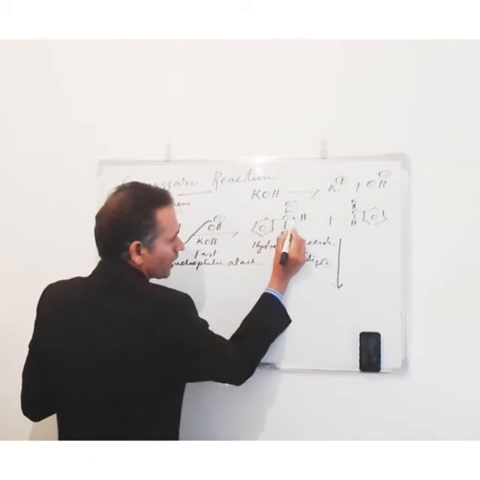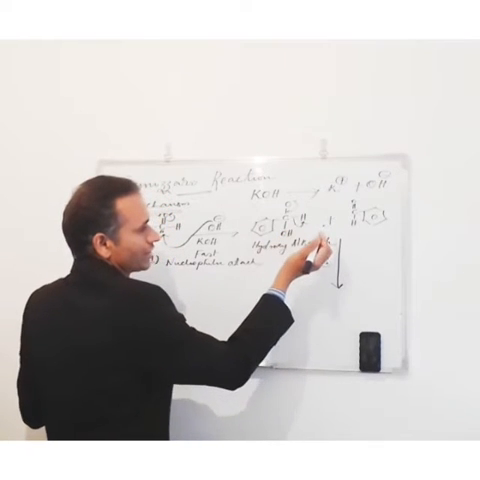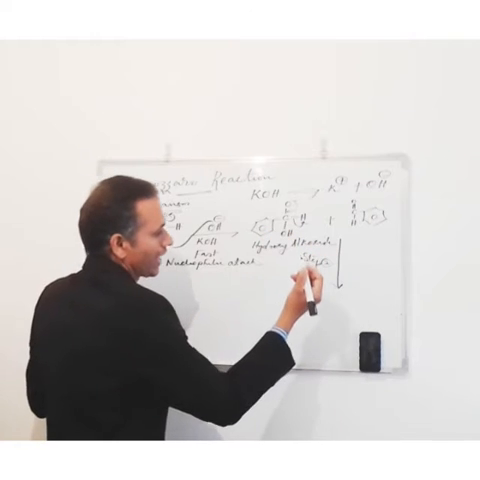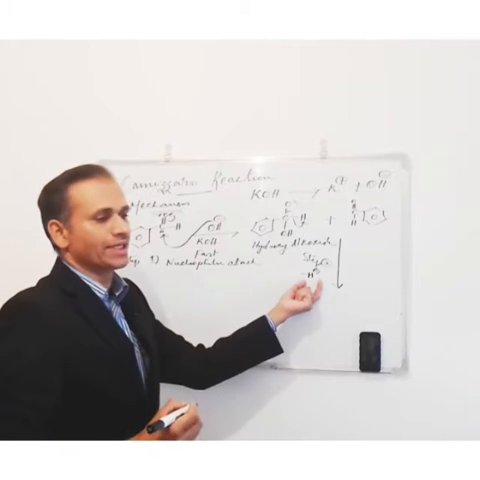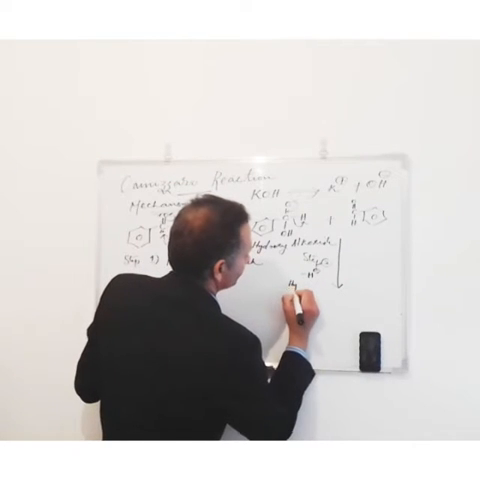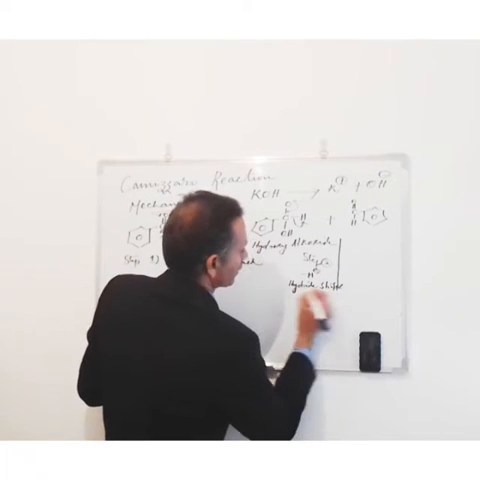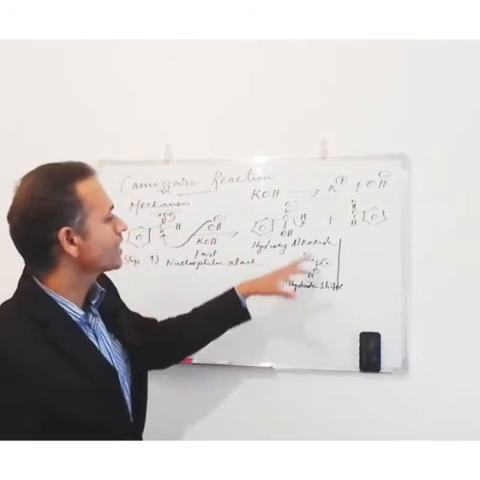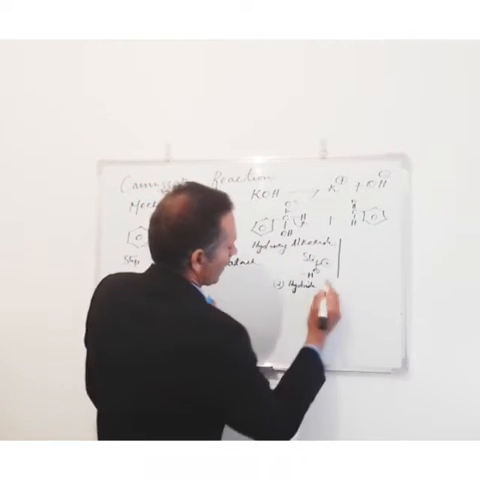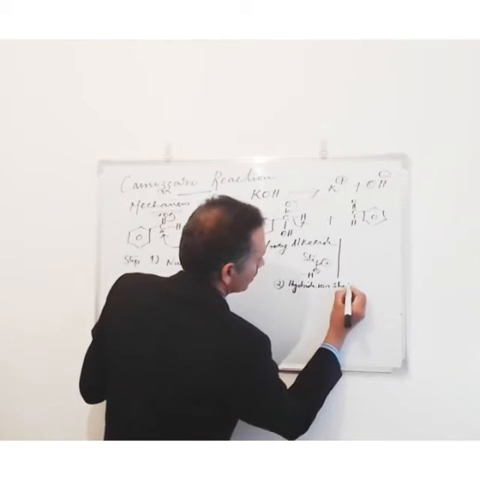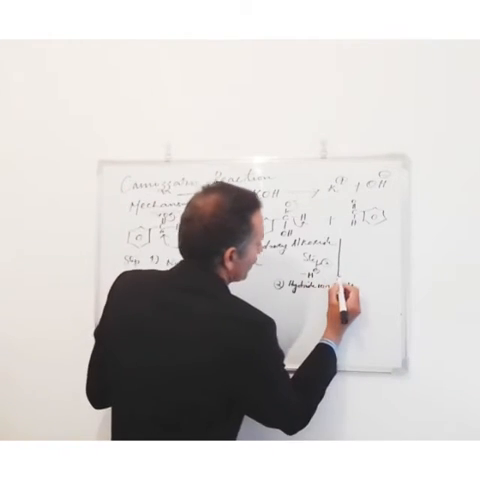And at the same time, the H takes the bonding pair, and that is called a hydride. H negative is called a hydride ion. The second step involves a hydride ion shift. Hydride ion shift.